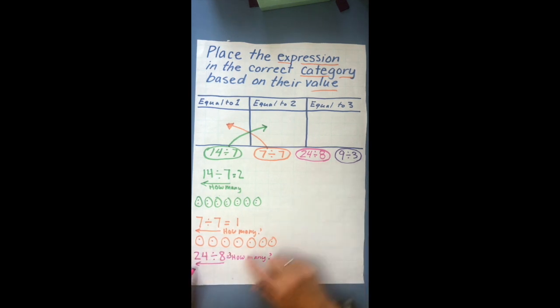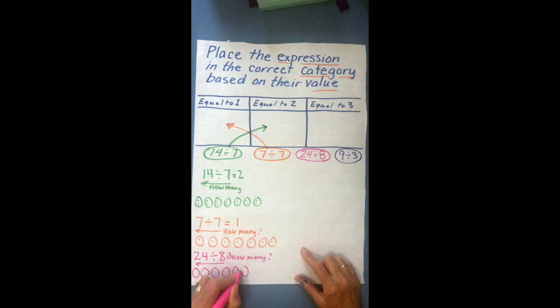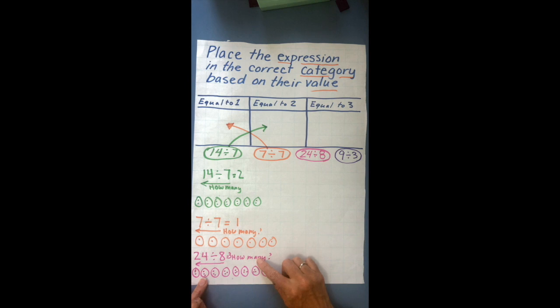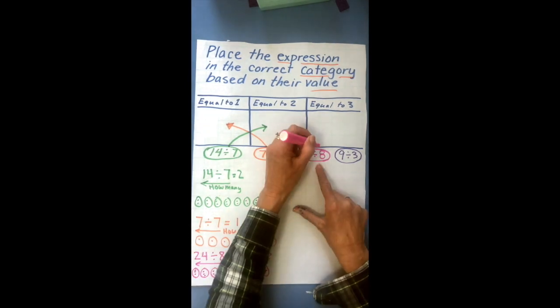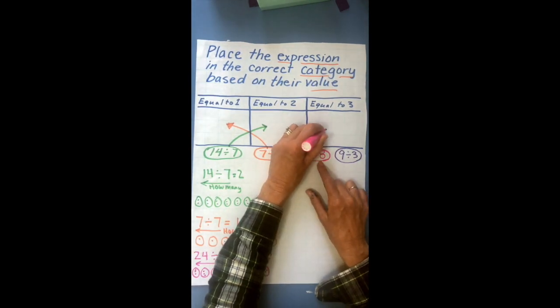If you don't believe me, I know I have 8 groups. 1, 2, 3, 4, 5, 6, 7, 8. And I'm just going to do 1 for me, 1 for you until I get to 24. And you'll notice there's 3 in each group. So for this pink one, it's 3. So this one would go into the equal to 3 category.